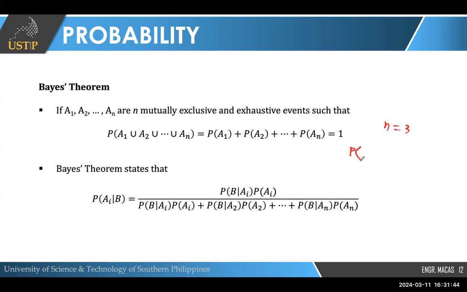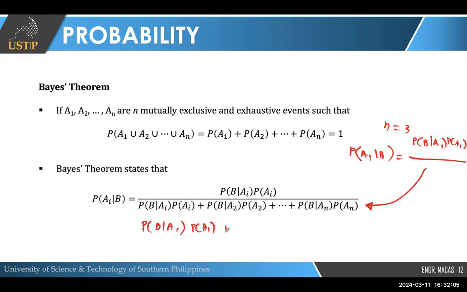So if you want to get the A sub 1 given B, your numerator should be A sub 1. Okay? A sub 1 here. And this is the total. So it should be B A sub 1. And this one is A sub 2. We only have A sub 3 because our n is just 3. We just put three events in one category. So A sub 3, B A sub 3.